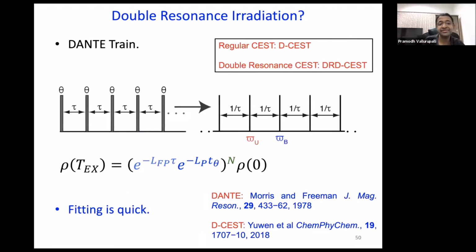On the other hand, that's why we used this DCEST experiment, where we use the Dante train to do double resonance excitation. We put the carrier on one state and adjust the delay between the two pulses to 1 over the frequency difference between the two. In that case, we have to calculate only two propagators, one for the delay and one for the pulse. Then if we exponentiate it, we can calculate what the CEST period does. So we did double resonance irradiation using this Dante train.